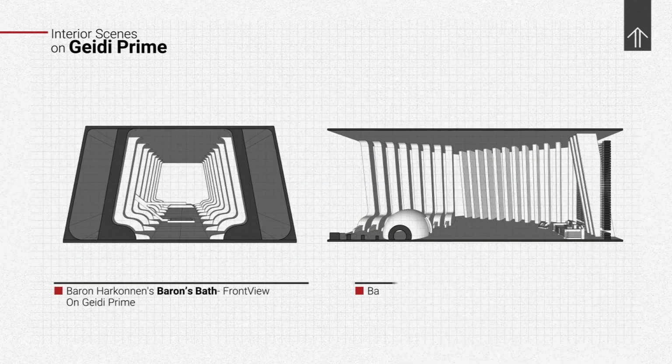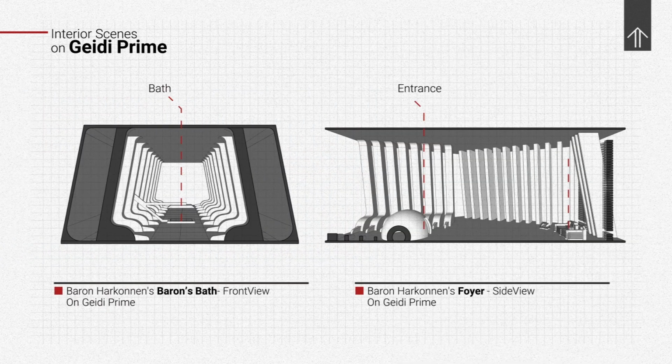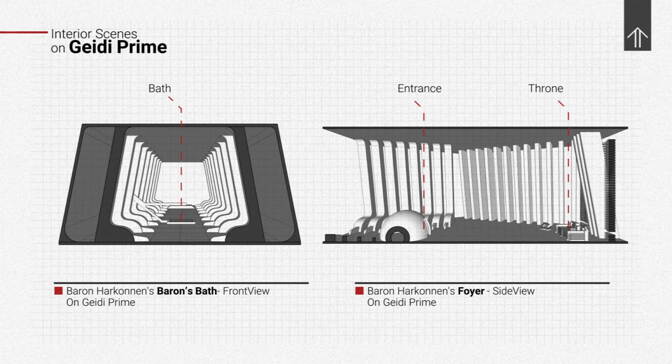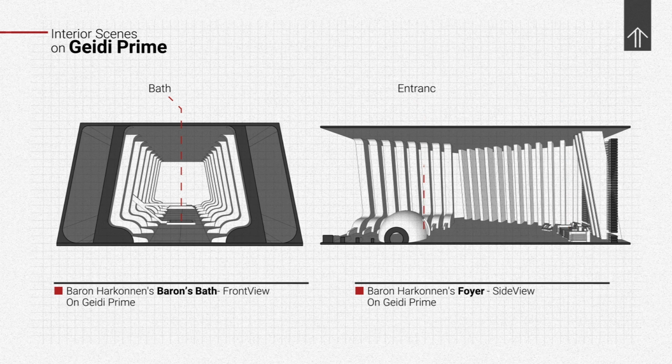We only see two interior spaces from the scenes on this planet. One is the Baron's bath and the other is the foyer, and they both look dark and cold.